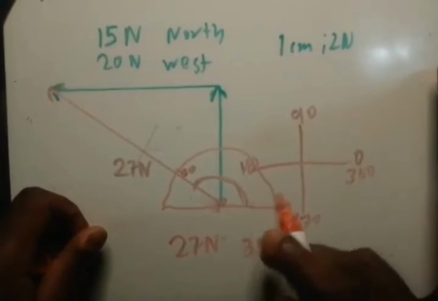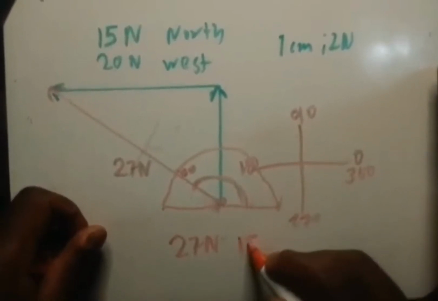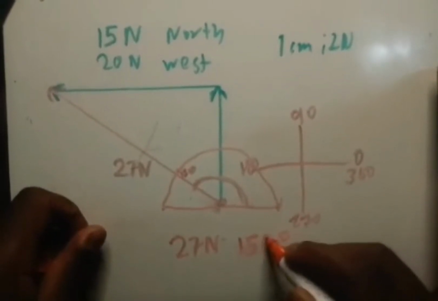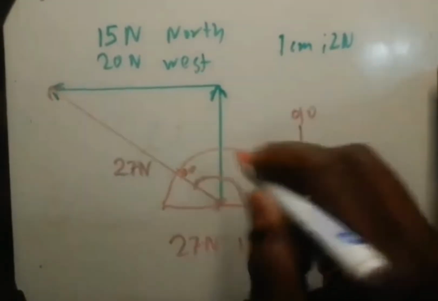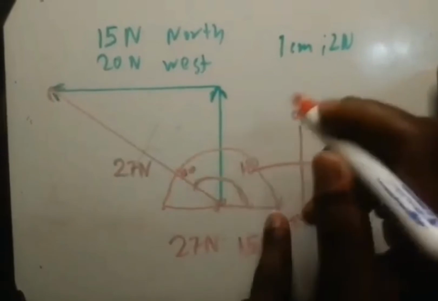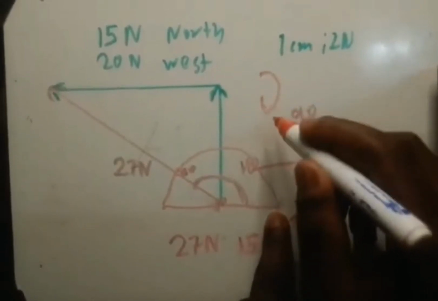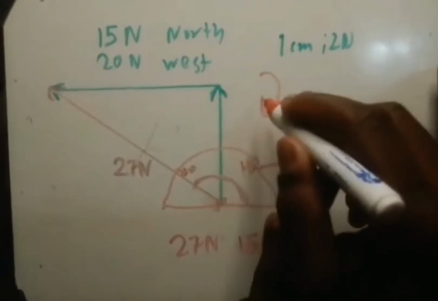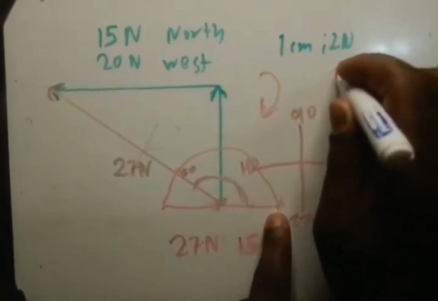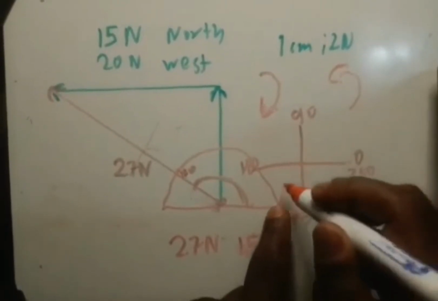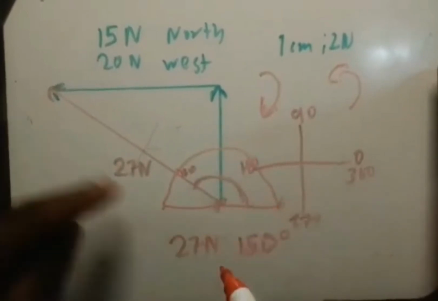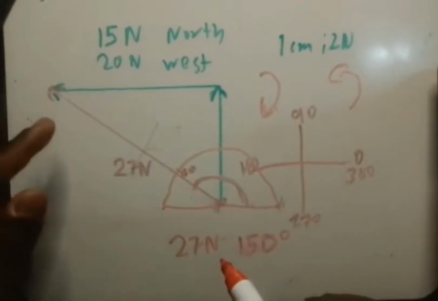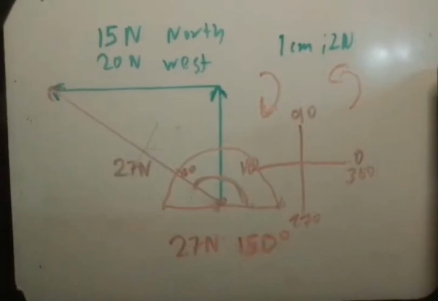Now 150 degrees. Why am I saying 35? 150 degrees, right? So we always measure it from the 0 position, going that side, going anti-clockwise, right? So this direction is clockwise, right? This rotation is clockwise, and the opposite direction is anti-clockwise. So anti-clockwise, that's how we have to measure it, right? So the direction, so this would be 27 newtons, and the degrees would be 150 degrees.